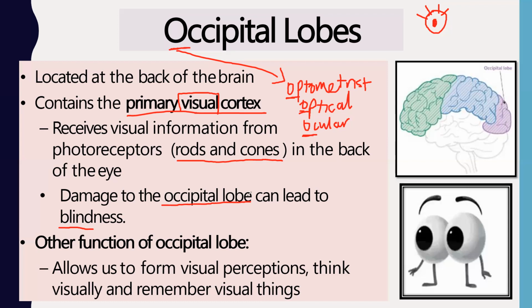Okay, damage to your occipital lobe can lead to blindness, because if we say the occipital lobe is the gateway for us being able to see and process visual information, if that gateway is then damaged or injured or experiences some kind of deterioration, obviously we're not going to be able to see with the same vision that we currently have. So damage to your occipital lobe can lead to blindness.